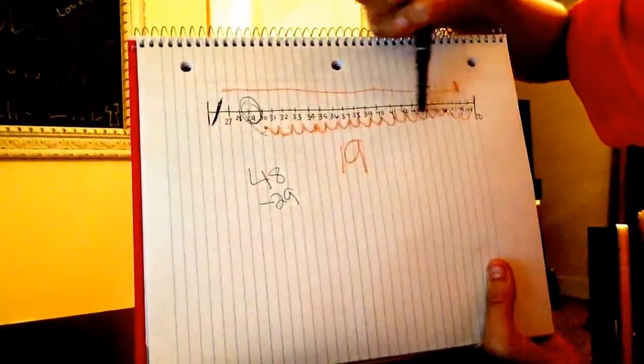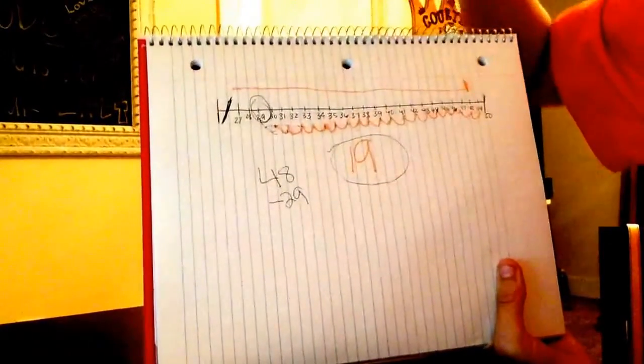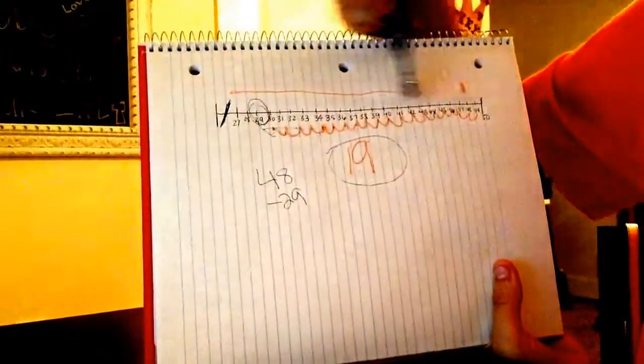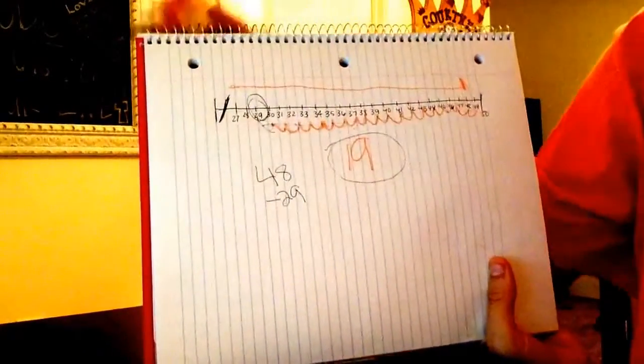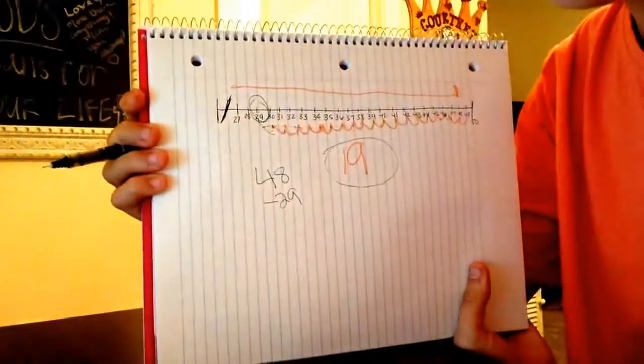So how many steps do I have to take to go back to the left? I had to take 19. So now we know whenever we have 48 and go all the way back to 29, there's going to be 19 in between, which is pretty much essentially saying 48 take away 29 equals 19.